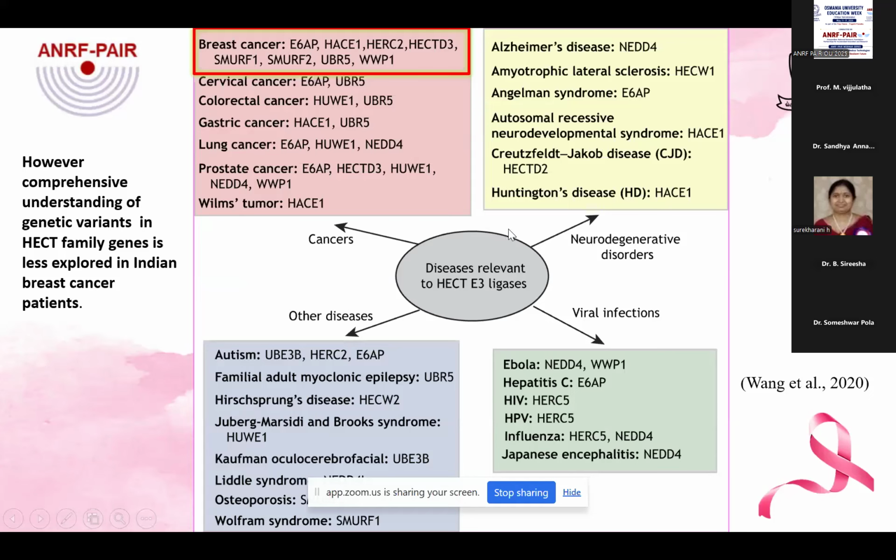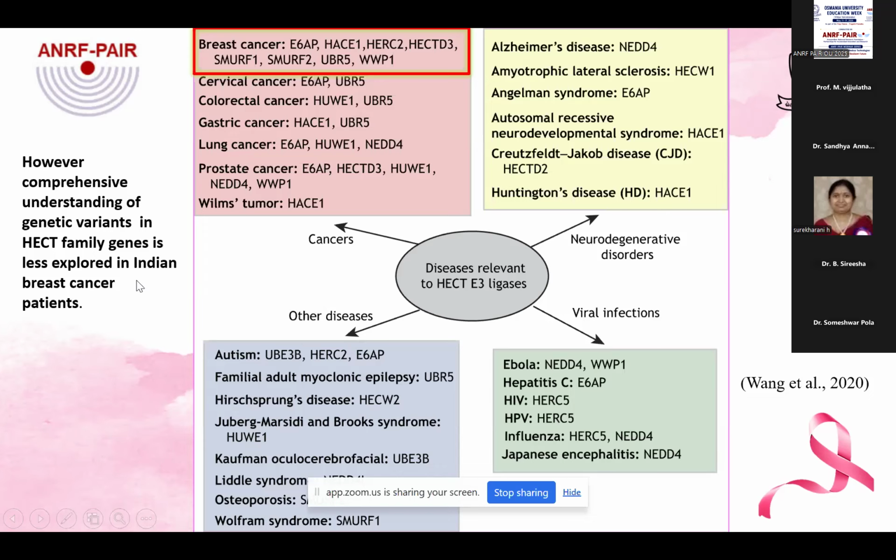And apart from that, it is also regulating several neurodegenerative disorders like Alzheimer's disease and then Huntington's disease, etc. And it has been found that it is also involved in viral infections like Ebola, hepatitis, HIV, HPV, influenza, etc. Apart from these, it is also implicated in other diseases like autism, osteoporosis, etc. But however, the comprehensive understanding of genetic variants in HECT family genes is less explored in Indian breast cancer patients.